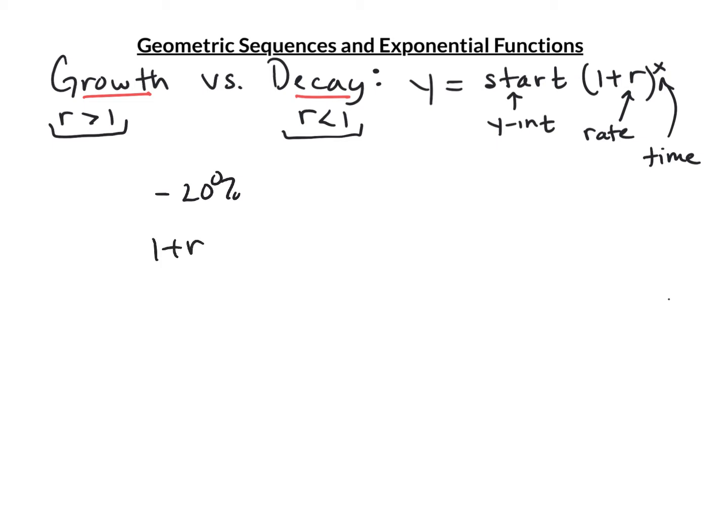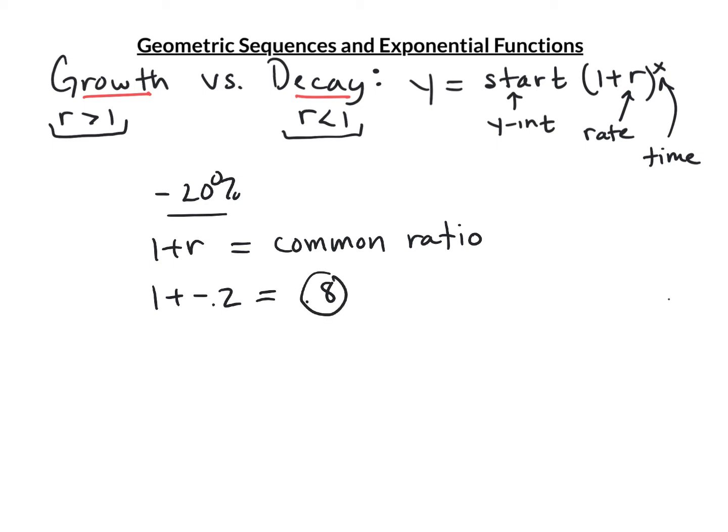1 plus r, that's the common ratio. In the previous example, remember it was 1.5. Here, if it was negative 20%, it'd be 1 plus negative 0.2. 20% is 0.2. It would end up being 0.8. 1 plus negative 0.2 is 0.8.